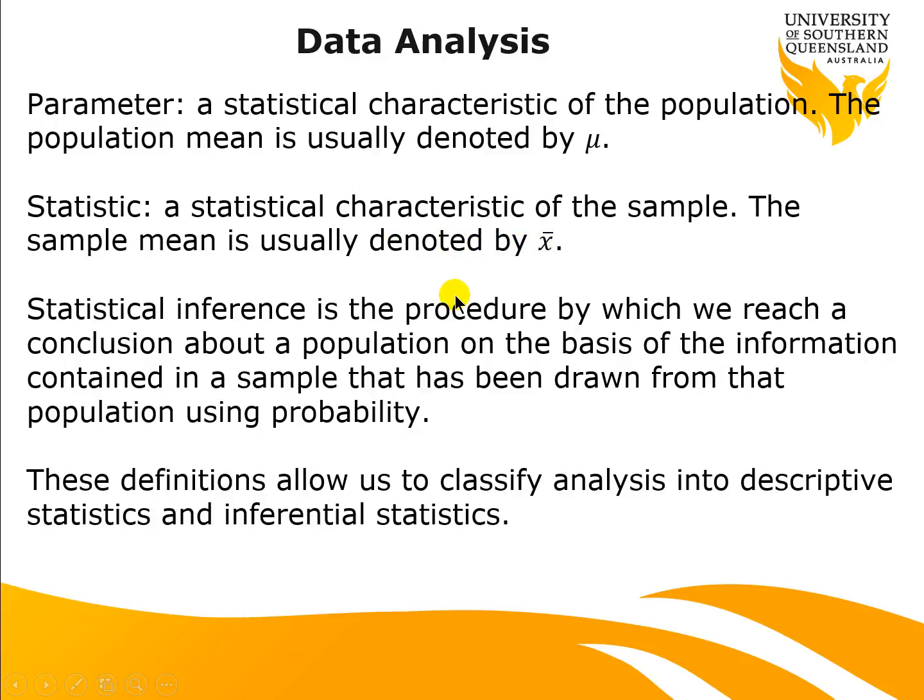Statistical inference is the procedure by which we reach a conclusion about a population on the basis of information in the sample that has been drawn from that population using probability. By that we mean that it's a random sample, a representative sample. So going from a sample to a population involves inference.